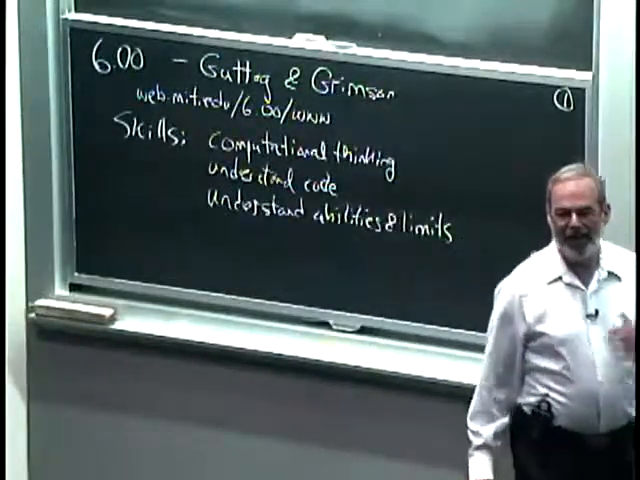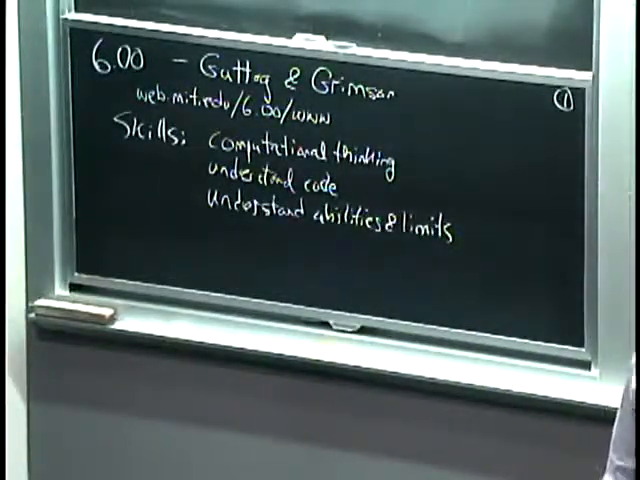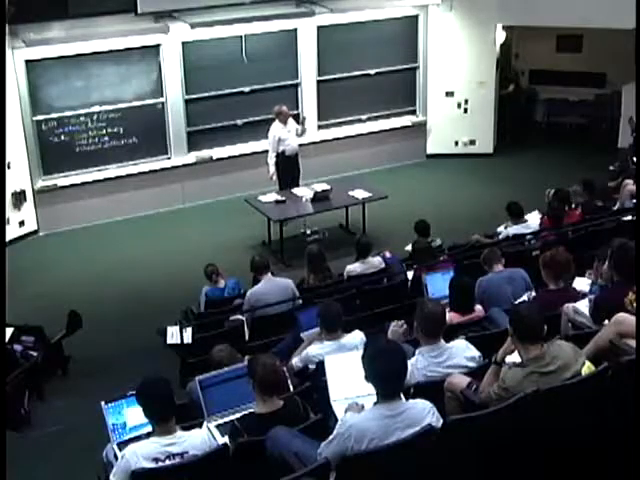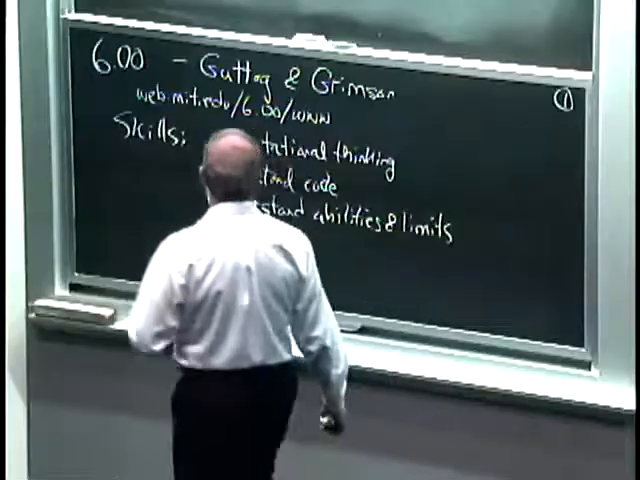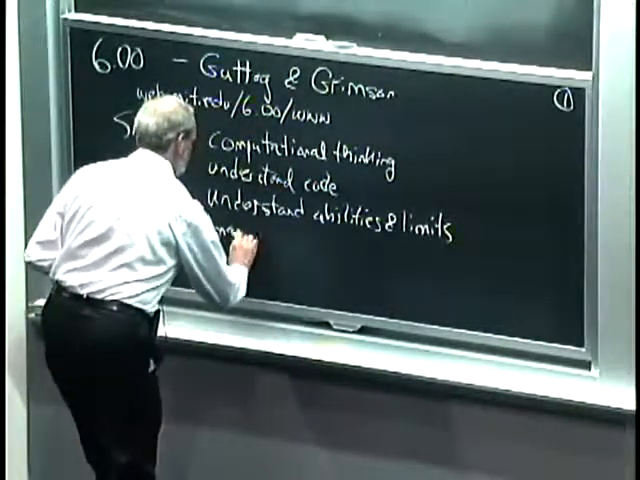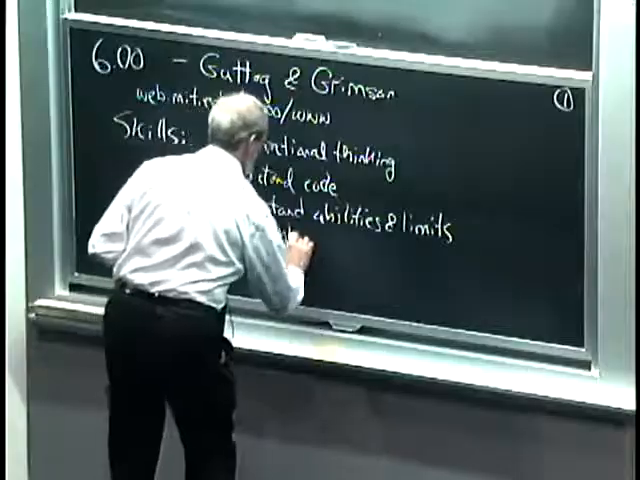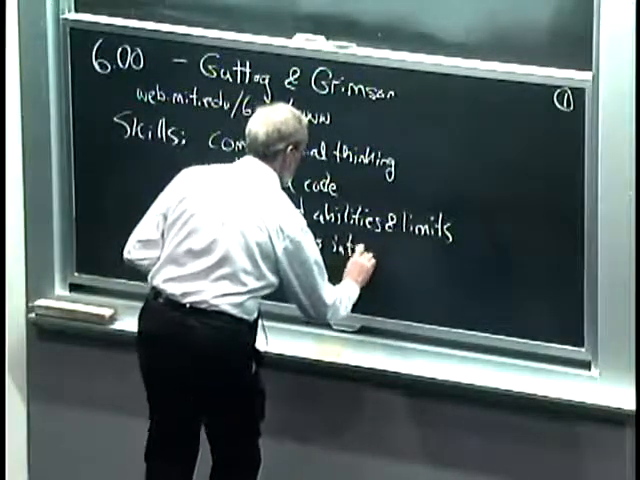And then finally, the last tactical skill that you're going to get out of this course is the ability to map scientific problems into a computational framework. So you're going to be able to take a description of a problem and map it into something computational.